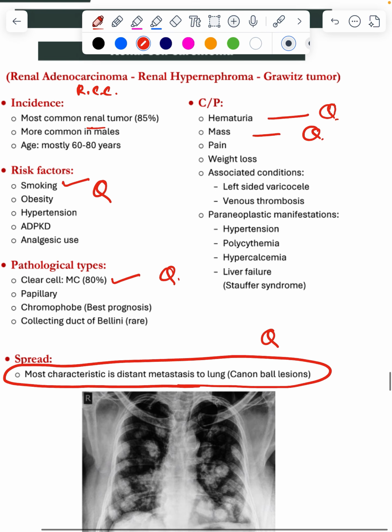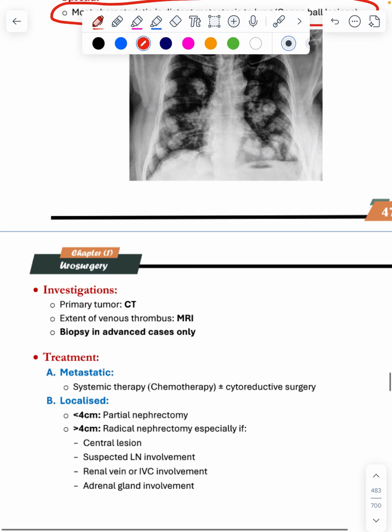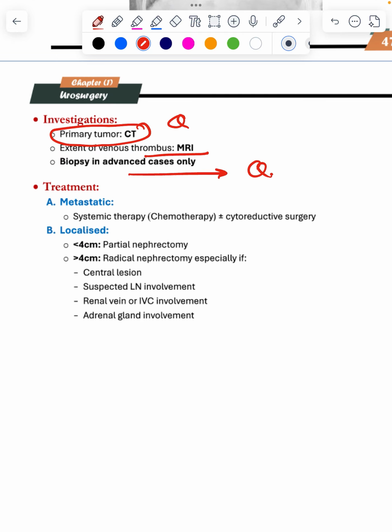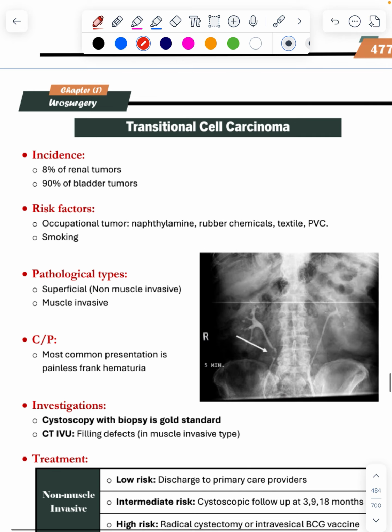Painless hematuria is there, mass is there, sometimes pain can be there. There is left varicocele. Paraneoplastic syndromes can be there: polycythemia, this is one question. Hypercalcemia is again a question. Stauffer syndrome, liver. CT is the investigation. Venous thrombosis is there anyway. Biopsy is for advanced cases only, chemotherapy, radiotherapy. Partial nephrectomy if less than 4. Radical nephrectomy is more than 4.